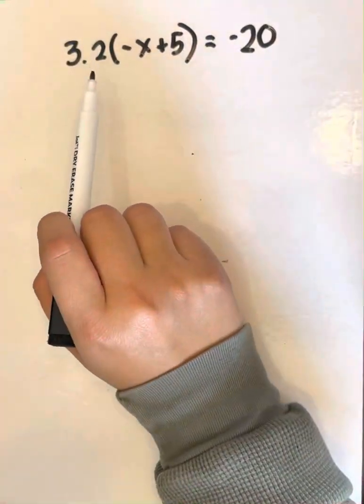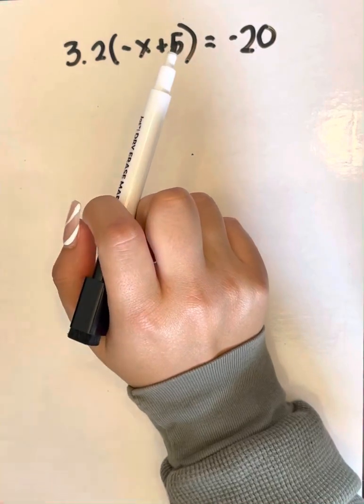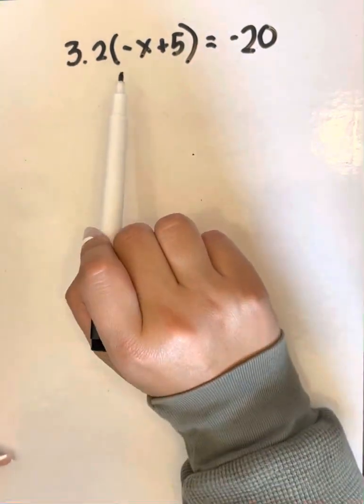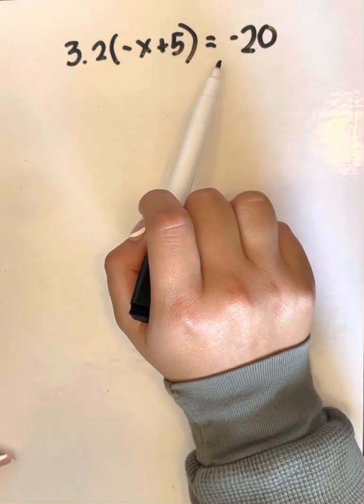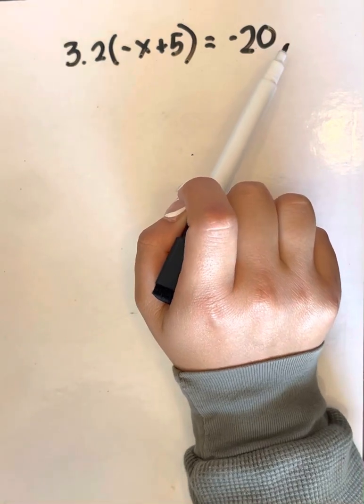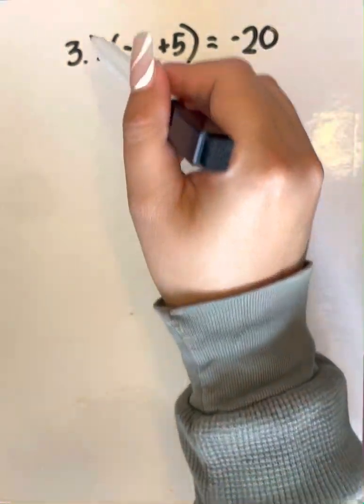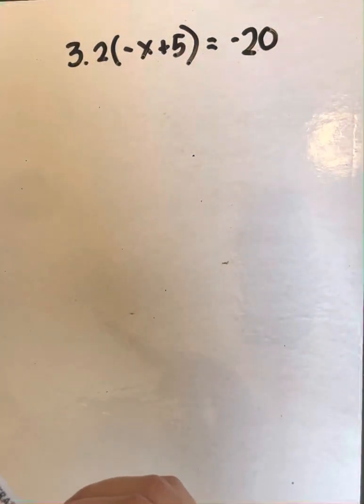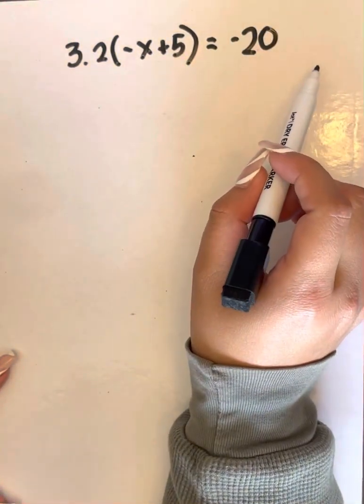Okay, so the first problem was a 1-step and the second one was a 2-step, and now we are on a 3-step problem. So this is 2 parentheses negative x plus 5 equals negative 20. So when looking at this, you can start different ways. Some of you might want to distribute that 2, but the easier way to do it, I think, is just to divide this whole thing by 2.